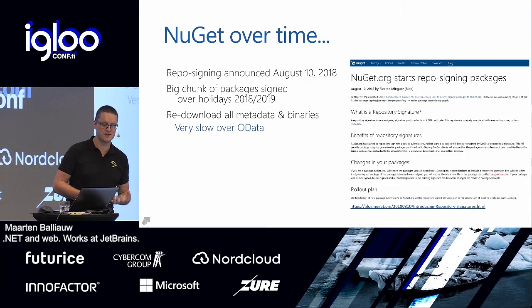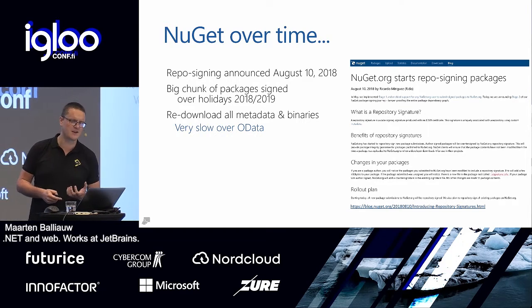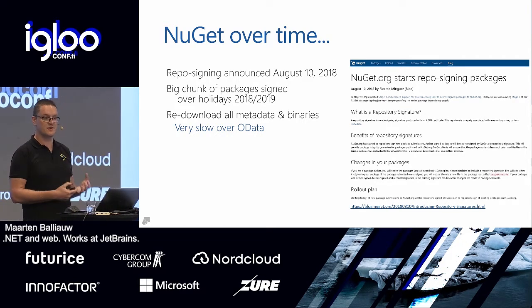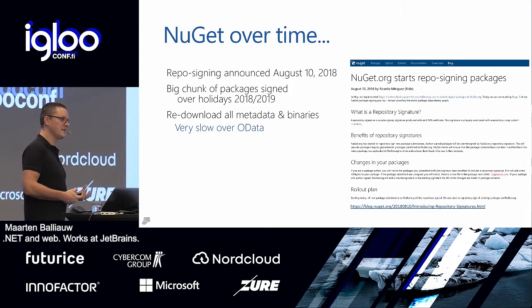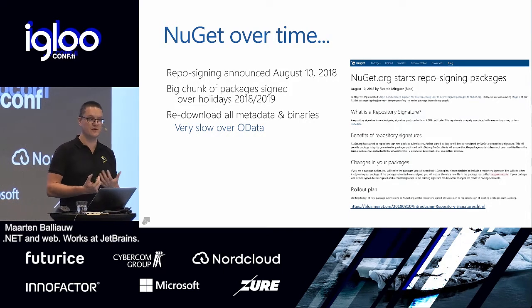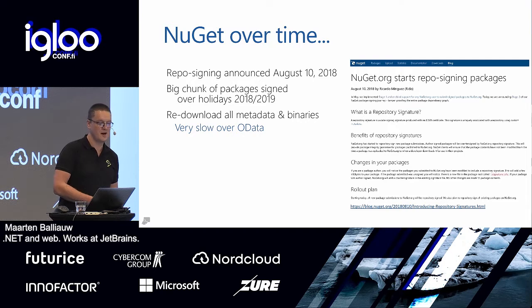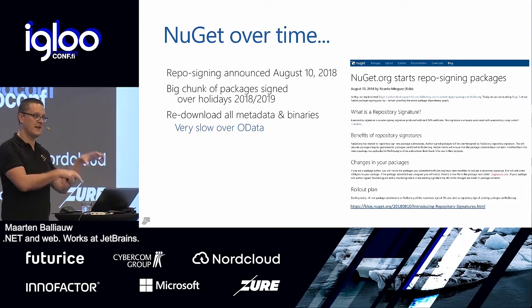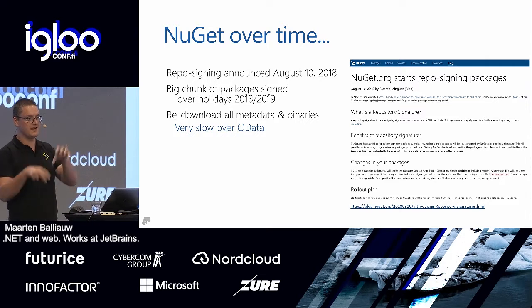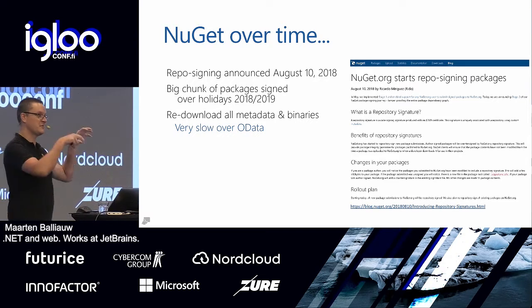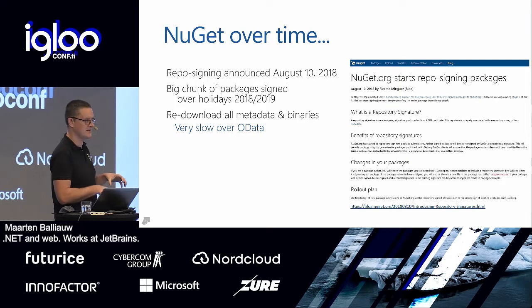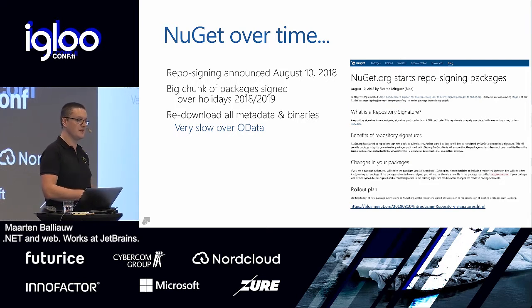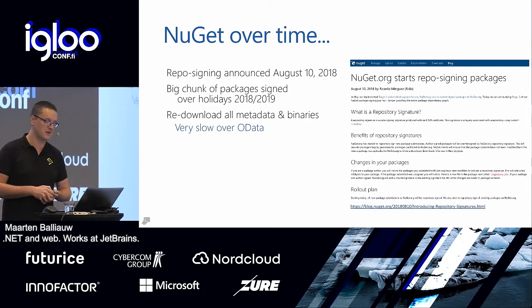Somewhere last year, actually last year, so 2018, they introduced repo signing. And basically what that does is it adds a digital signature to every NuGet package that is available on NuGet.org. Now, what happens is if they change a package on NuGet.org, that also means the entry is updated in the database, which also means that the entry is updated in that OData feed, which also means that we have to re-download every single package that is in NuGet.org at this time. So basically, we had a very long queue in our indexing process because of this operation that they did. We had to re-index everything that was on there.